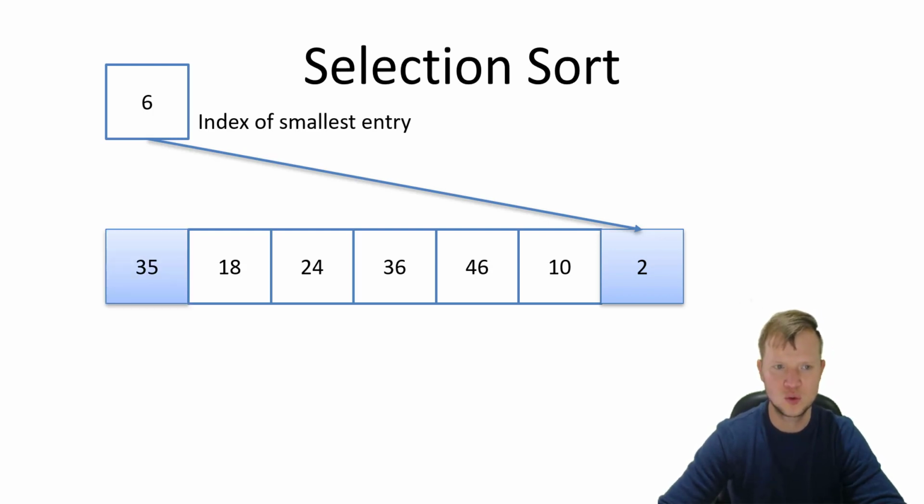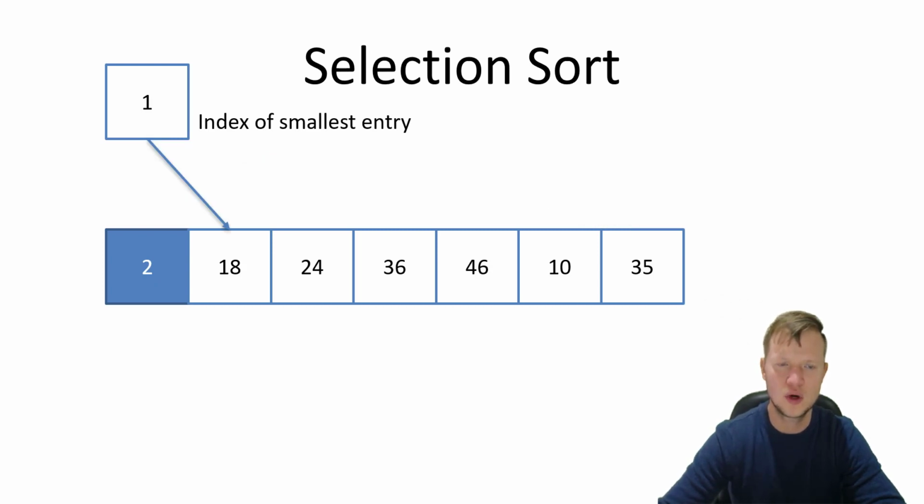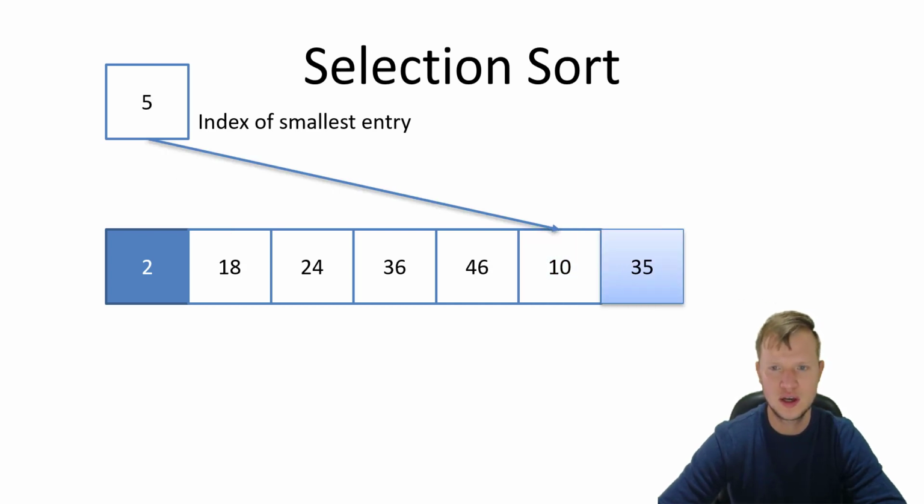Thereafter, what we do is we take the first index, 35, and the smallest index, and we swap them around. So now 2 and 35 swapped around. And then we assume that 2 is now in its right place. So 2 is the smallest element in this array. And then we start again with the idea, but then at index 1. We set index 1 as our smallest entry at this moment, and we traverse again. So 18, 24, 36, 46, 10 is smaller than 18. So we update the smallest entry and done.